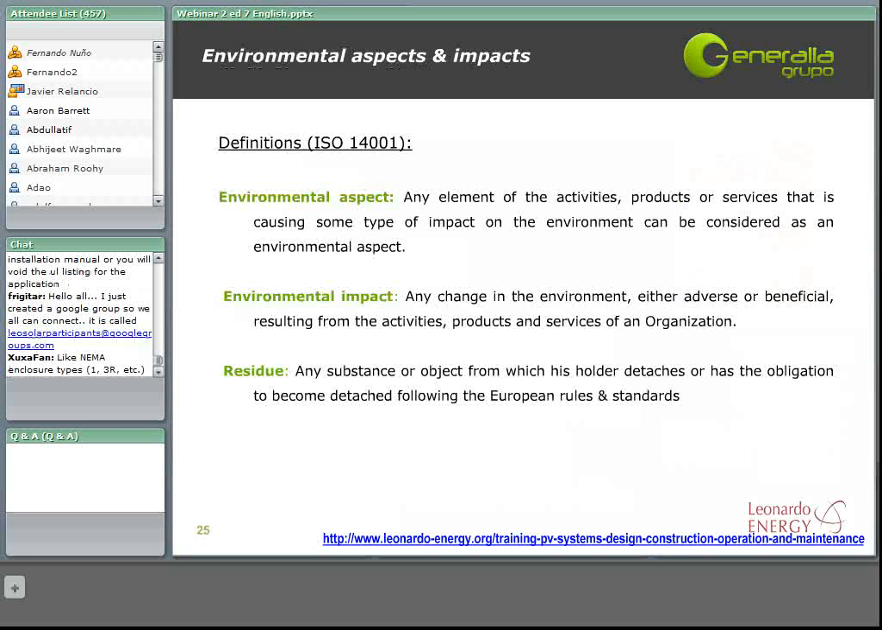In this slide, we can find the definitions that are set in the ISO 4001 for these different aspects: the environmental aspect, the environmental impact, and what is a residue. These definitions are important to know and to be taken into account during our project execution.